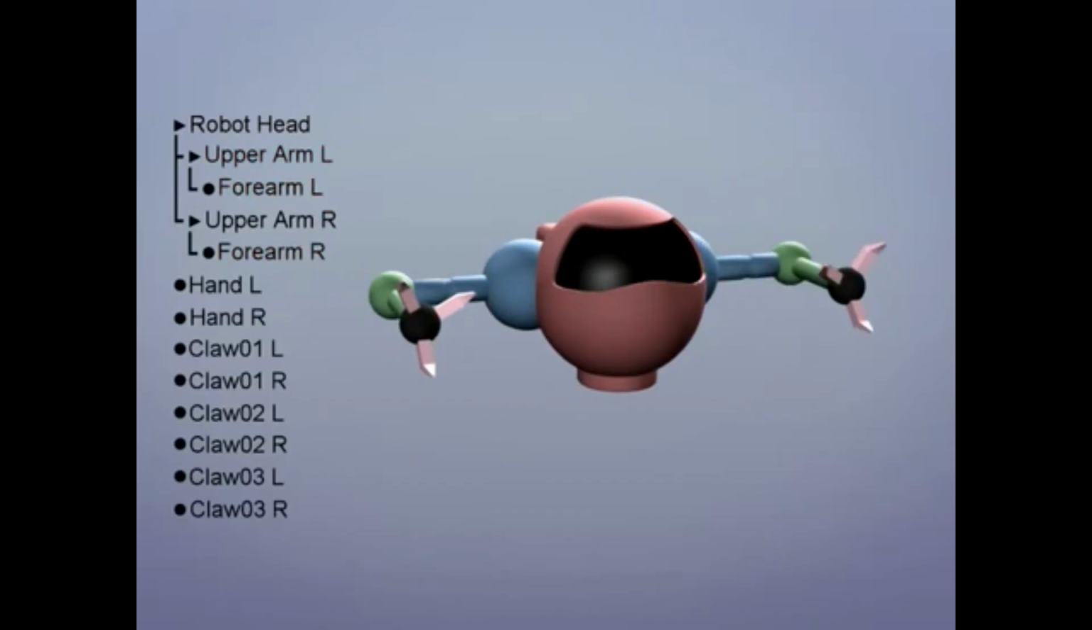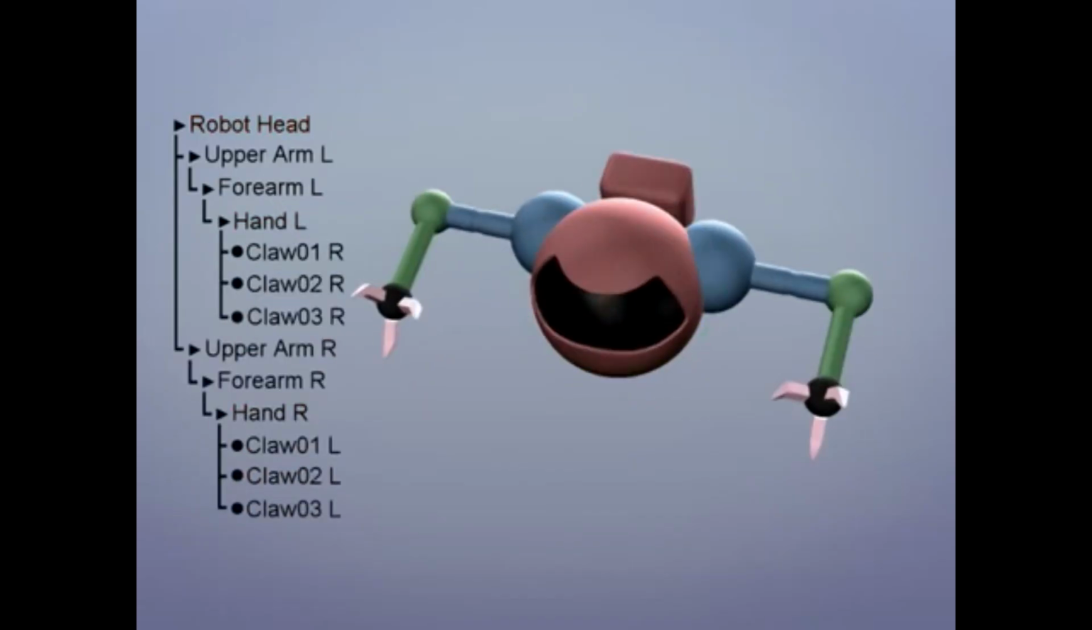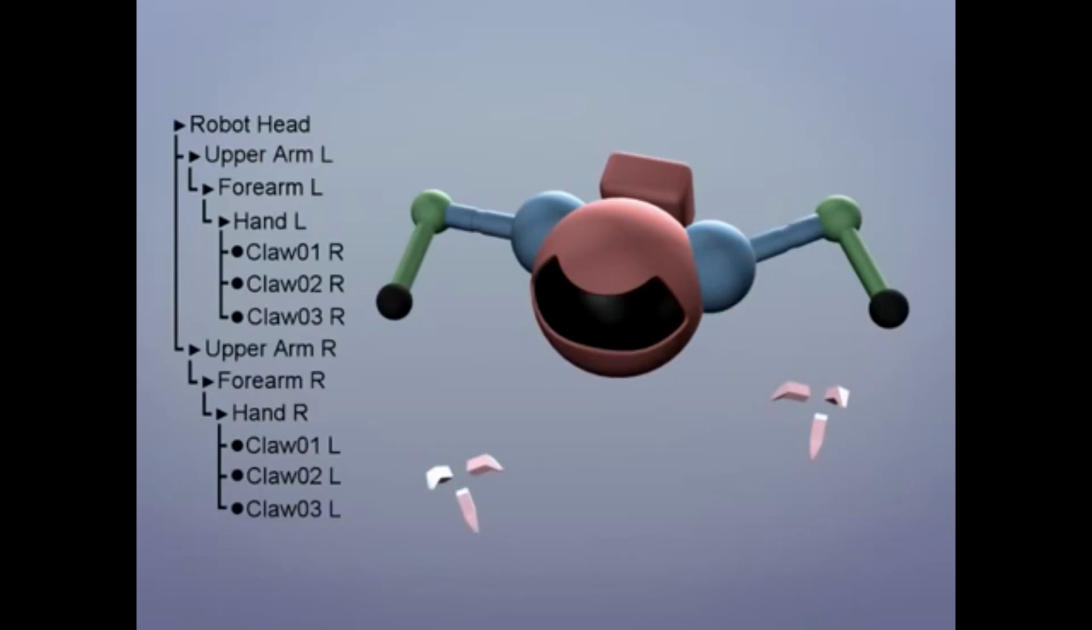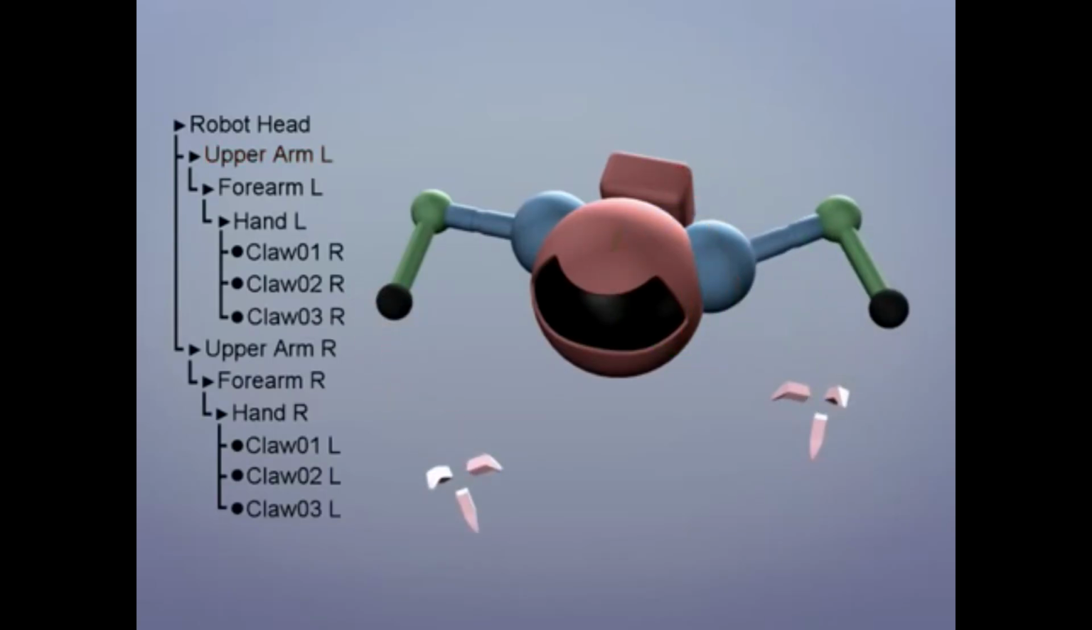Next, we can parent the spherical hands to the forearms and the claws to the hands. Now the head moves everything because the other parts are below it in the hierarchy. Let's rotate the left upper arm and see what happens. Oops, for some reason the claws have disconnected. If we look closely at the hierarchy, we can see the mistake.